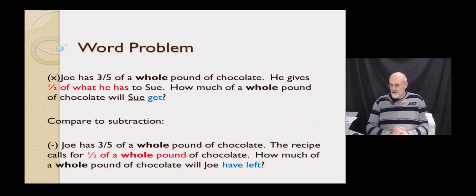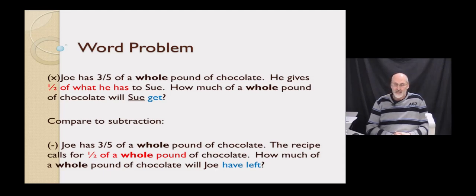So here's a word problem. Notice a little X alongside this top one. It shows this is a multiplication problem. Joe has 3/5 of a whole pound of chocolate. He gives half of what he has. Notice that what he has is 3/5, so we're really taking half of the 3/5. And the question is, well, how much was that? Because I want to know exactly what the answer to half of 3/5 is. So you ask, how much chocolate did Sue get then? What is the half of the 3/5?